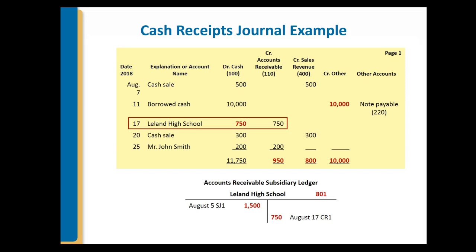Also, in addition to the postings to the General Ledger control accounts, each time an entry is recorded in the Accounts Receivable column, a credit is posted to the Accounts Receivable Subsidiary Ledger account for the customer making these payments. So, as you see on August 17th, Leland High School paid $750 on account. So the Subsidiary Ledger account for Leland High School is credited for $750.